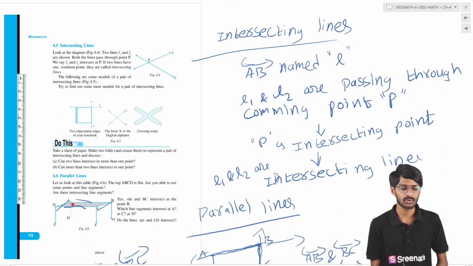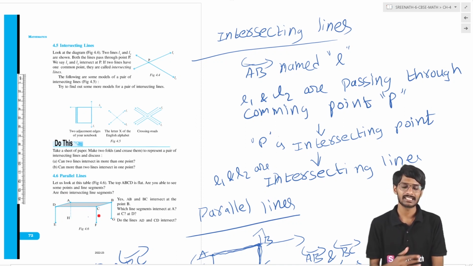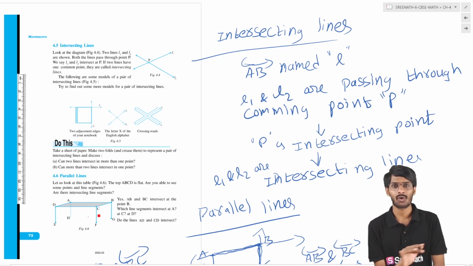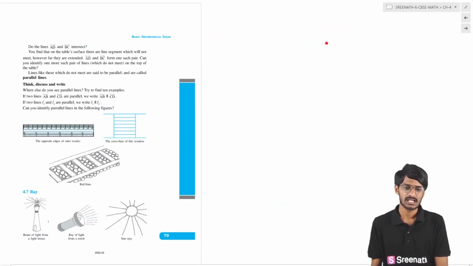Even if you extend these line segments as lines, they will also not intersect at any point. So we call those parallel lines. Lines which are not intersecting are called parallel lines. The perpendicular distance between parallel lines is constant throughout, students. That is about parallel lines. Those which do not meet or do not intersect are called parallel lines.